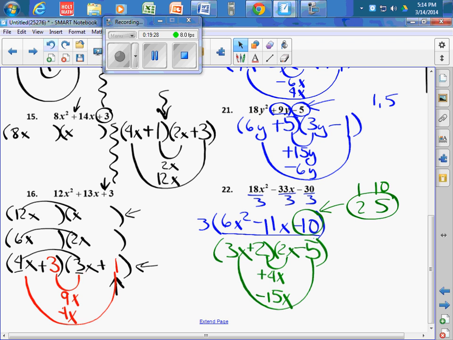Well, there you have it. That is all we have on factoring trinomials in the form of ax squared plus bx plus c. If this made sense, and hopefully it did, you are well on your way to mastering factoring polynomials. We will talk more about this in class.